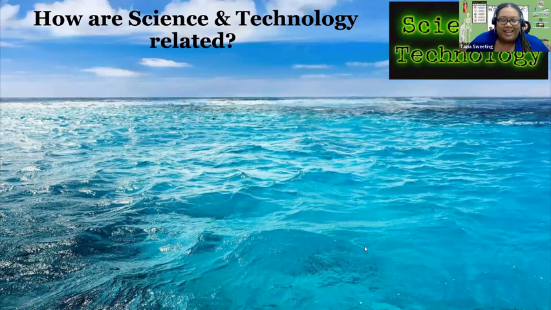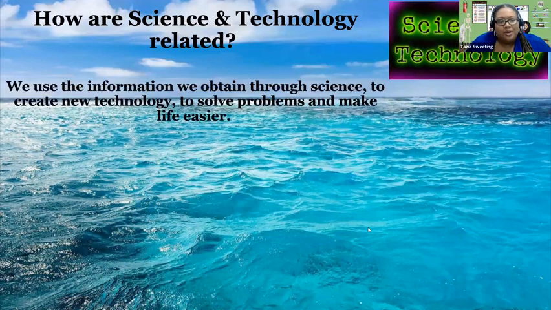So how are science and technology related? How do these two things relate to each other? So like we said earlier, we use the scientific information that we obtain in order to create technology. So we use science and we apply it when we're creating technology, which can help us solve problems and make our lives a bit easier.